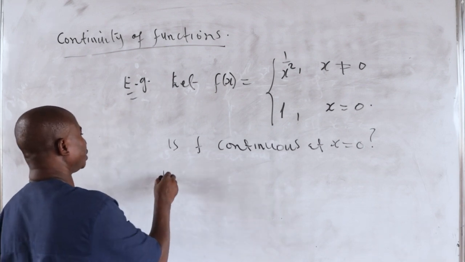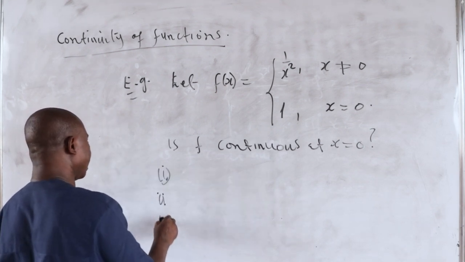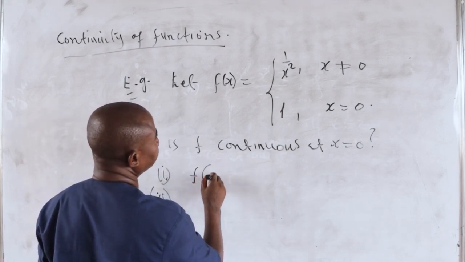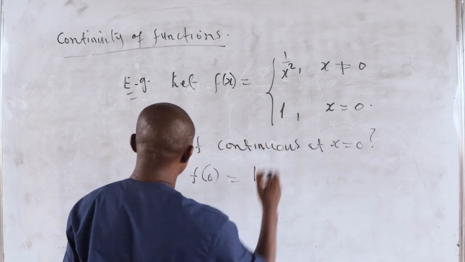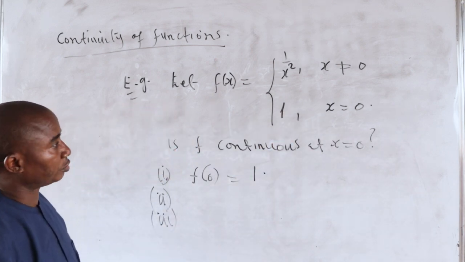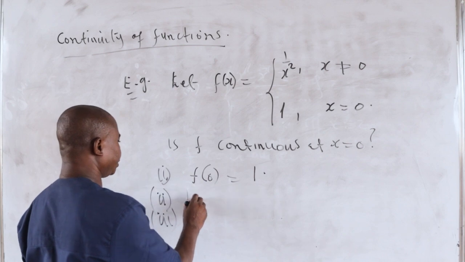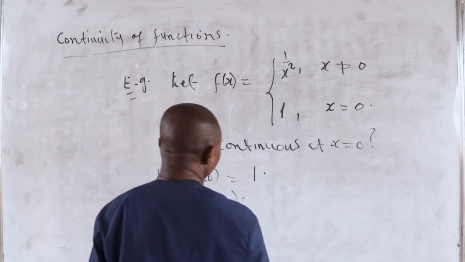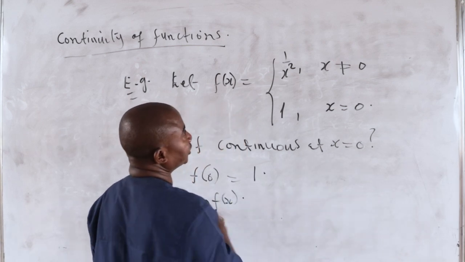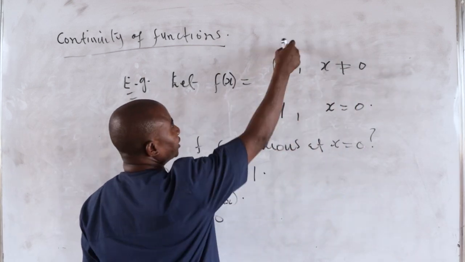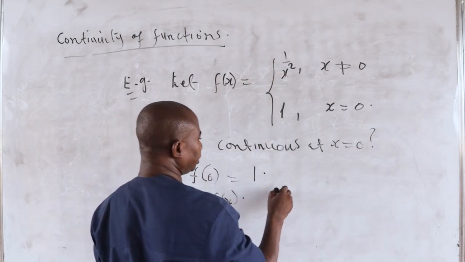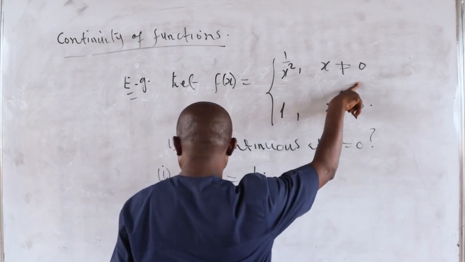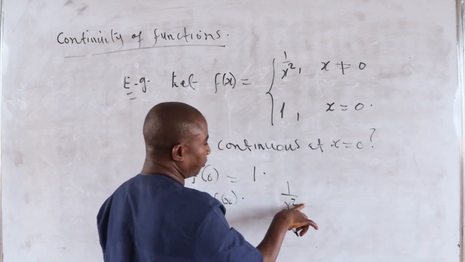We need again to check conditions 1, 2, and 3. Condition 1, we need to find what f at 0 is. F at 0 is 1, so we are home and dry. It exists, no troubles. What about the limit of f at x as x tends to 0? Look, for x not equal to 0, f at x is 1 over x squared. So we need to look at what is happening to 1 over x squared anytime x is not 0, when x approaches 0.